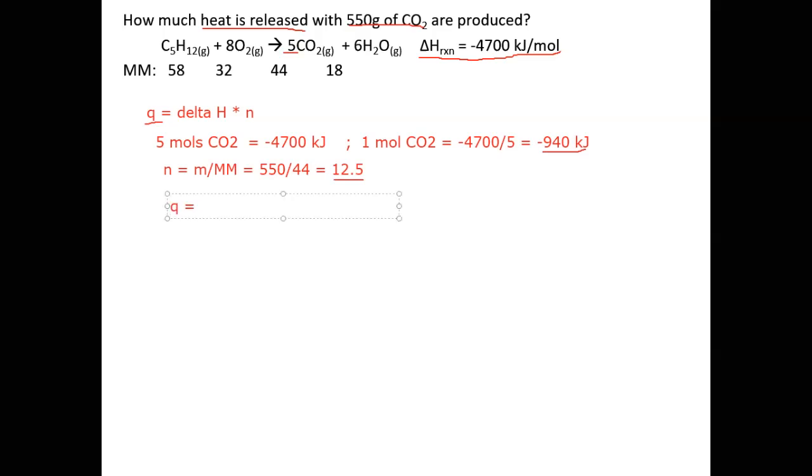So Q equals delta H, negative 940, times 12.5. It was about 11,750 kilojoules. Now you can answer with the negative sign or without the negative sign because it says how much is produced, so it's already understood that the reaction is exothermic. So I'll give you a few minutes to digest this example and we'll move on to the next one.